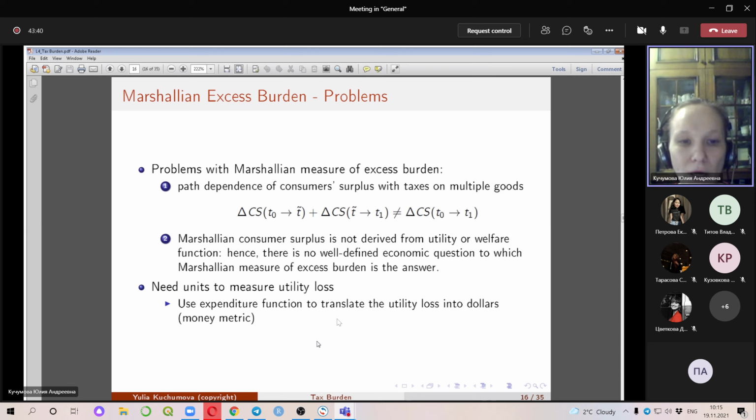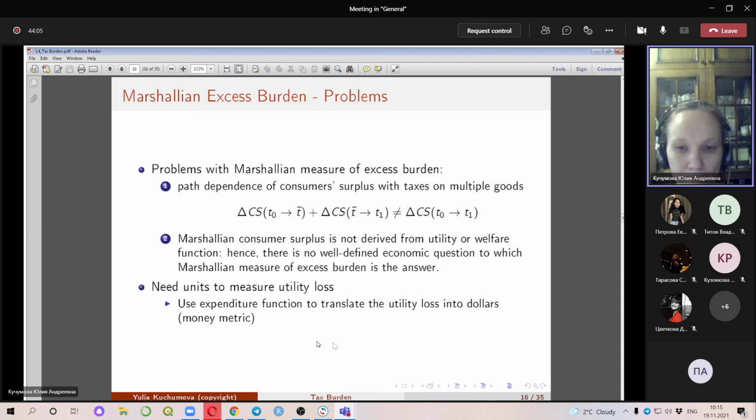We will now try to deal with those problems by introducing other measures of deadweight loss. And to do that, the idea is we need units to measure utility loss.